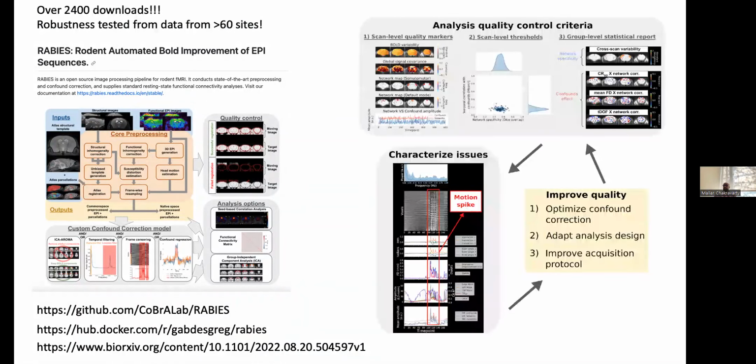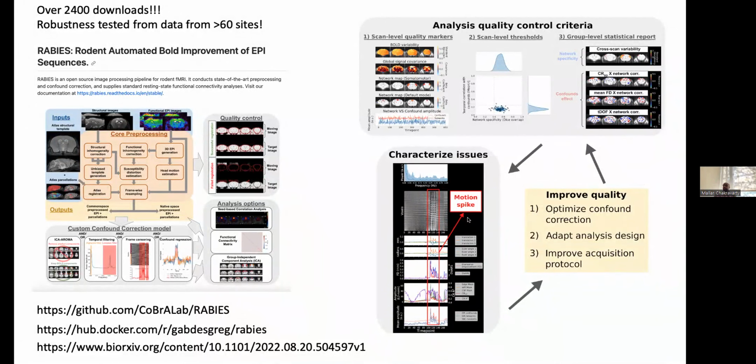And I urge you all, if you're interested in this space, to have a look at Gabe's pipeline and Gabe's preprint, which we're about to submit for publication. And he, through a labor of love over the course of many years, has created the software pipeline that's used by many, many people around the world, called RABIES, Rodent Automated Bold Improvement of EPI Sequences. It's had over 2,400 downloads. Its robustness has been tested over data from across 60 different sites from around the world. So it's a really important contribution to the scientific space in this milieu.